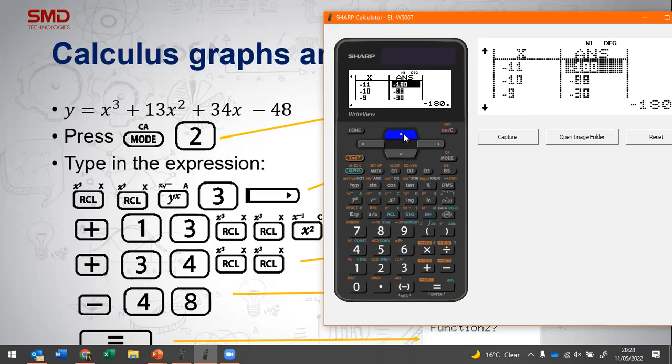What's really nice is because your table is unlimited in either direction. So even though we started this calculation at 0, and our step is 1, we can go wherever we like, and we won't be restricted by the settings we put into the calculator, which is really nice.